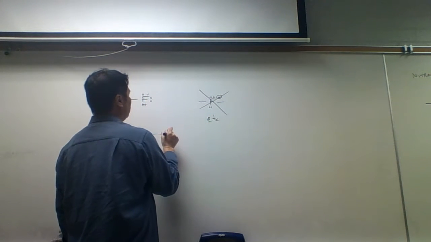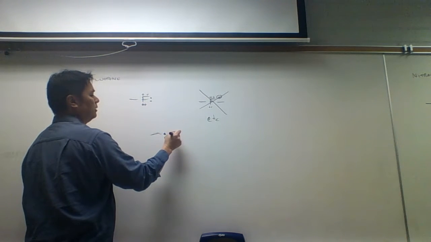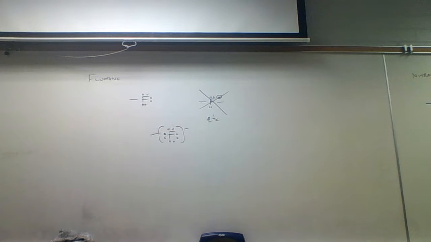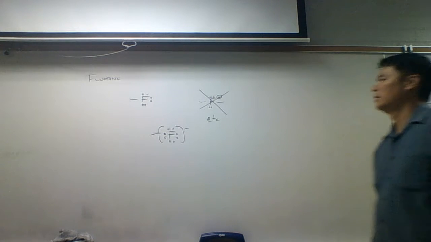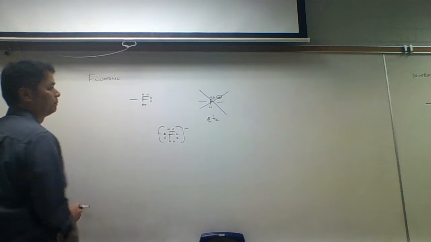We will, however, see fluoride, ionic fluoride, as well as oxide. I forgot to write that. In ionic compounds, oxide would be written like this. Minus. Nitride would be written like this. Net charge is 3 minus. That would be nitride. So we'll have fluoride here. Okay.